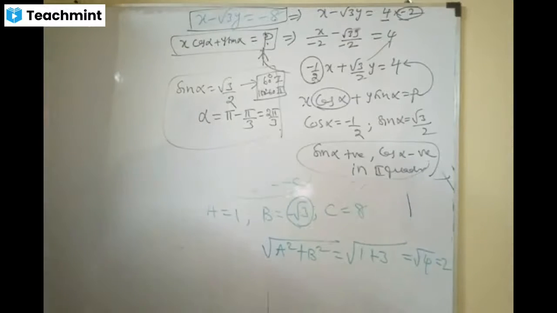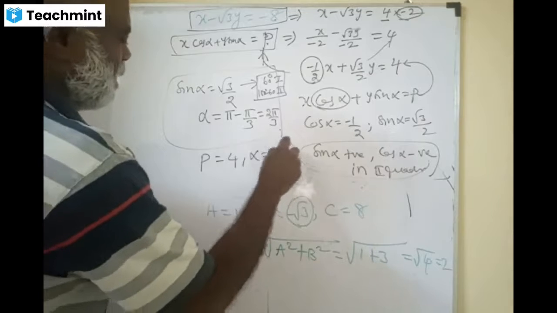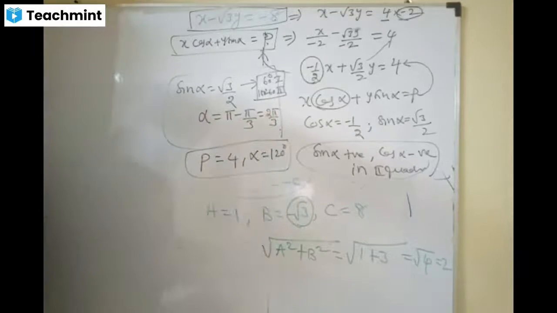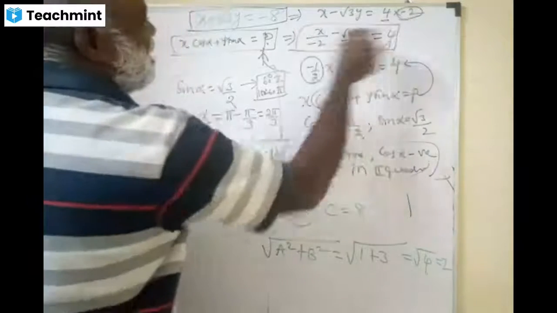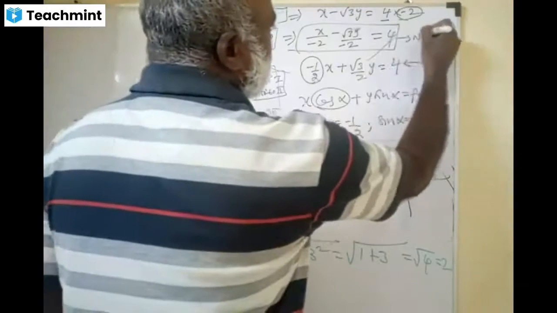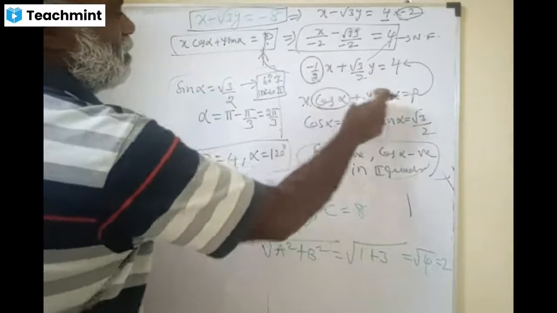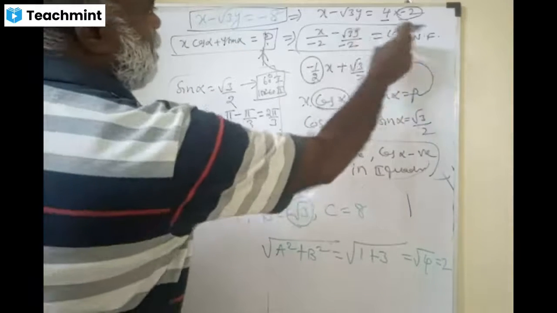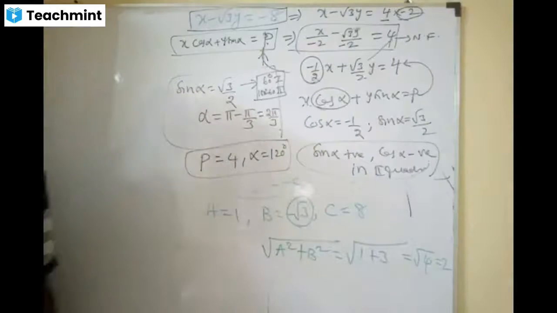The P is 4 and alpha is 120 degrees. Now, this is the final answer. Rather, this is the normal form. P is there. This is the normal form: x cos alpha plus y sin alpha is equal to P. P is here, right? Able to follow?